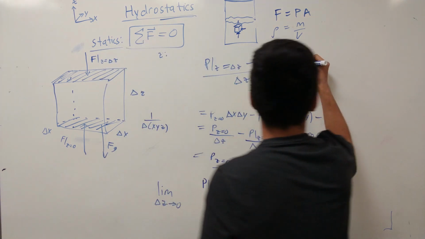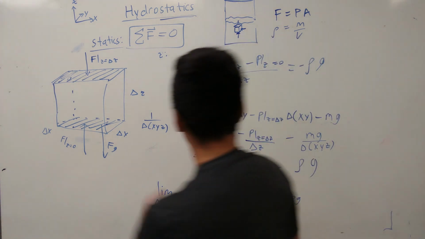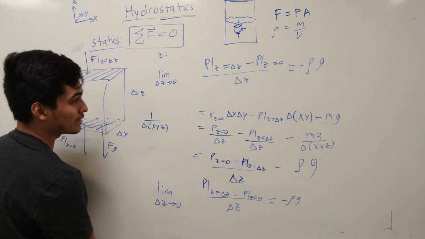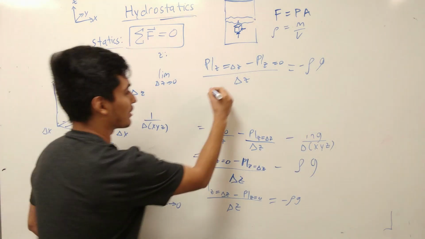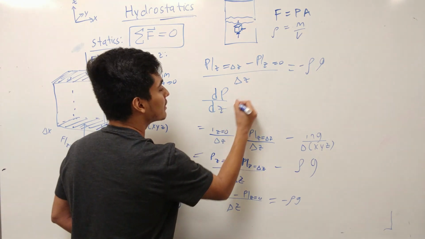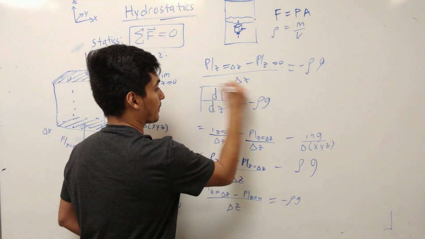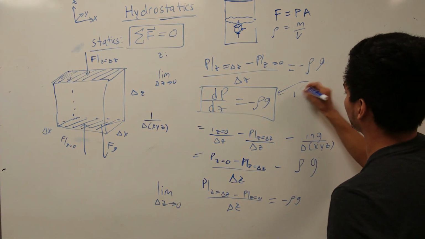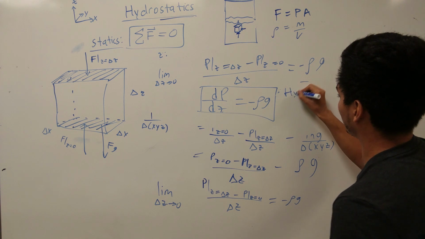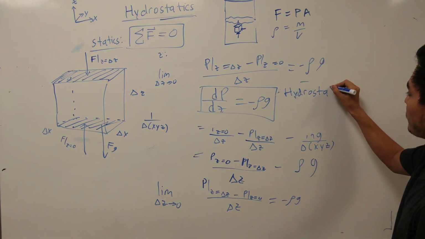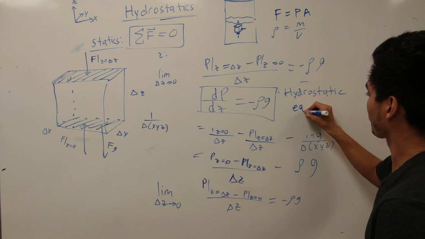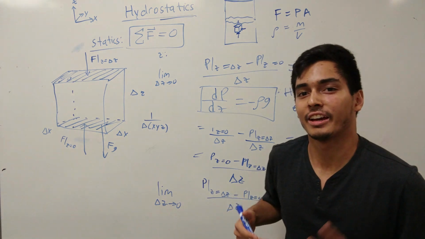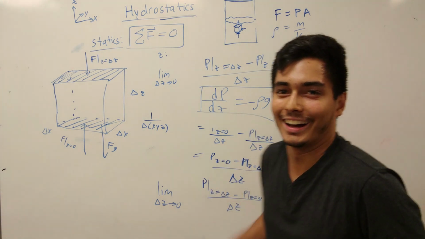You see what I'm getting at? It equals negative rho g. And we just said we're taking the limit as delta z approaches 0. Now that means what? That means we're done because we have a differential: dp/dz equals negative rho g. And this, my friends, is called the hydrostatic equation. Hydrostatic. It makes me hydrostatic that we just solved for this equation by ourselves.